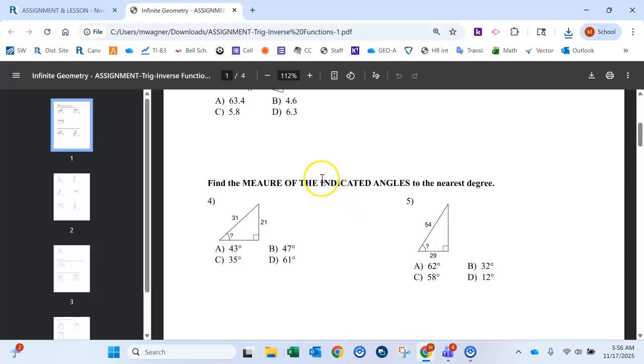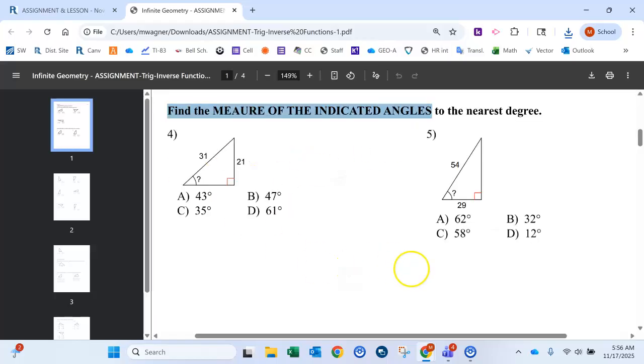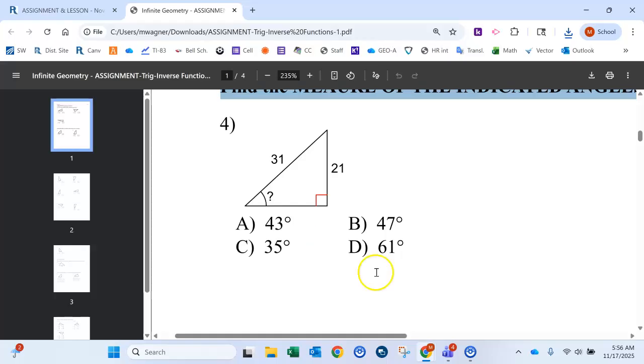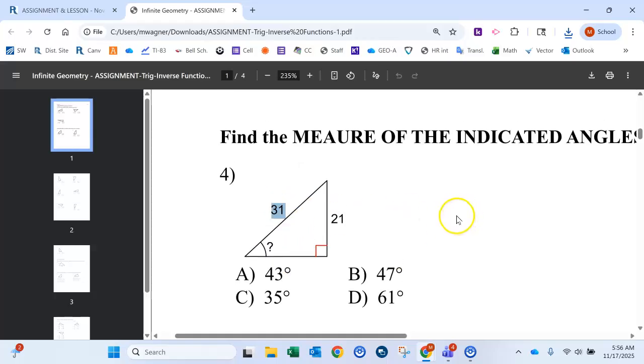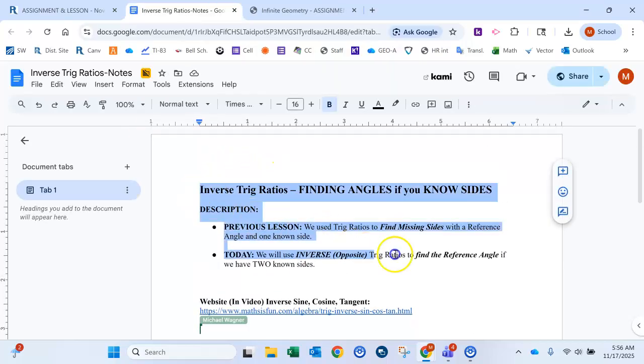Now what we're going to do today is learn to find the measure of the angle. We have two sides, 21 and 31, but what is the reference angle? That's what we're going to learn to do today. So when you open up your notes, you'll find this. Again, this is a repeat of what I was just saying.